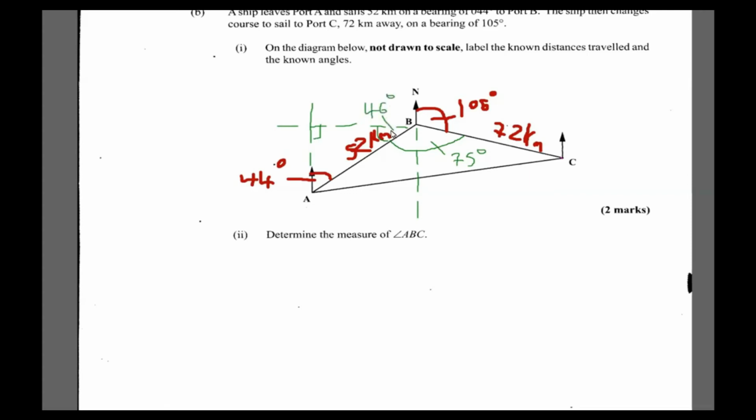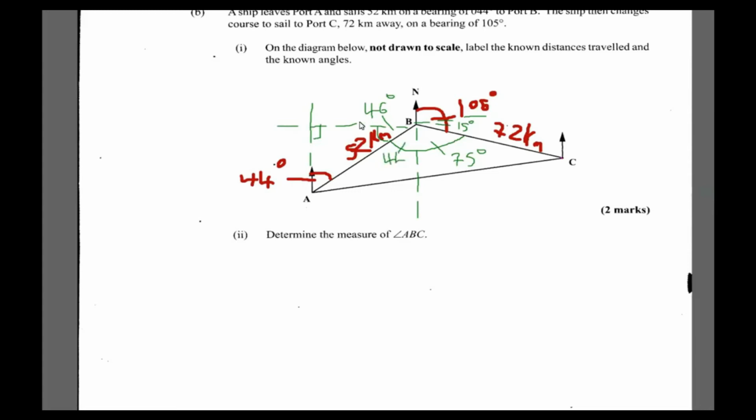Now, if this angle is 46 right here, I can split this going across. And if this angle is 105, then this little piece in here is 15. If this little piece in here is 15 degrees, angles on a straight line are 180. So if we split it in a straight line going across, 15, 75, 46, and this angle should make 180. So what is this angle going to be equal to? That's 44.